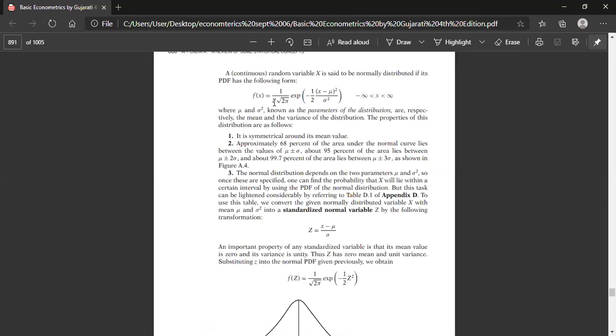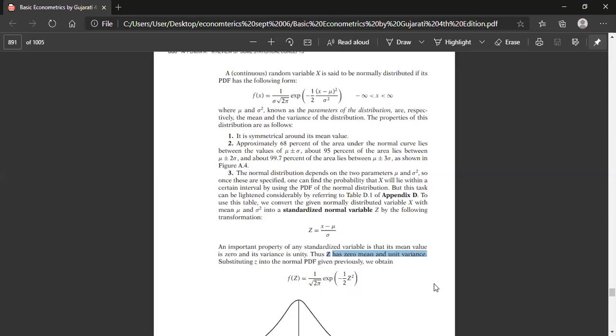What is the variance of z? 1. So 1 vanishes. What is the mean of z? 0. So here you see no mu because mu is 0, and no sigma because sigma is 1. So here z has 0 mean and unit variance.